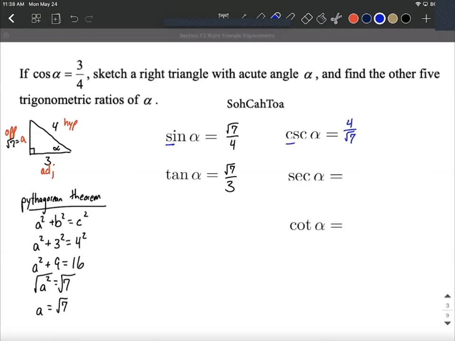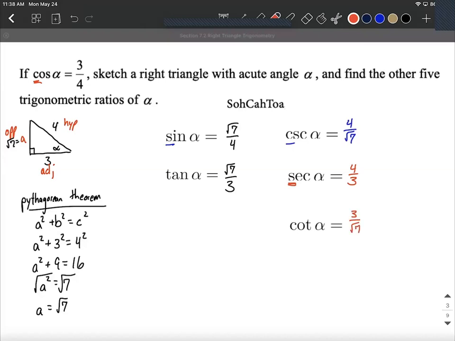Secant is going to go hand in hand with cosine because remember they always start with an s and a c get paired up. So because cosine of alpha was 3/4, we can say secant of alpha is 4/3. And then finally, cotangent and tangent go hand in hand. What we're going to do is we're going to invert that, use its reciprocal. We can say 3 over the square root of 7.